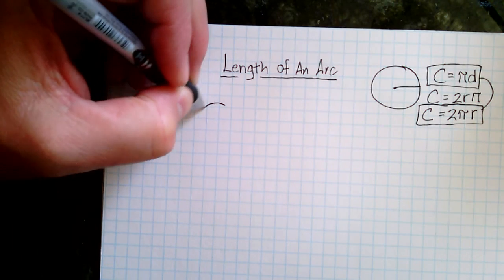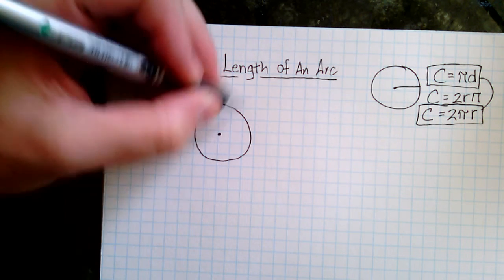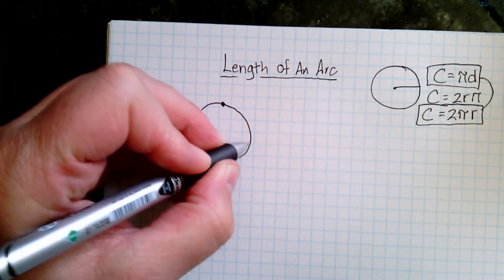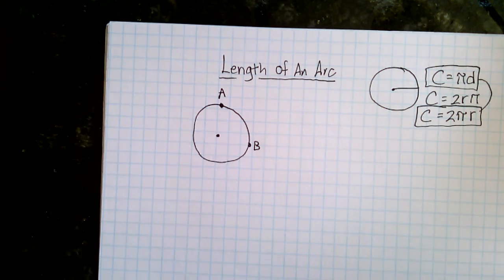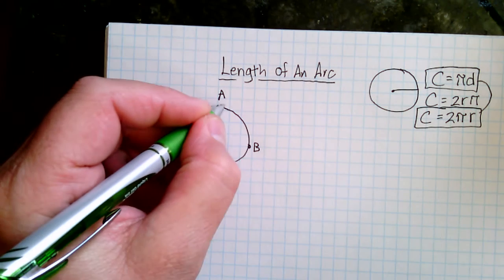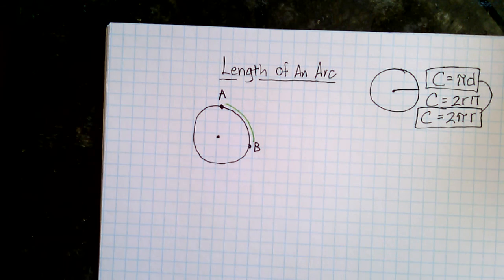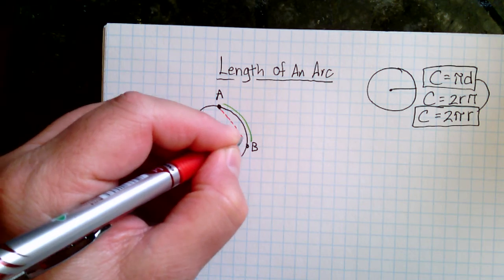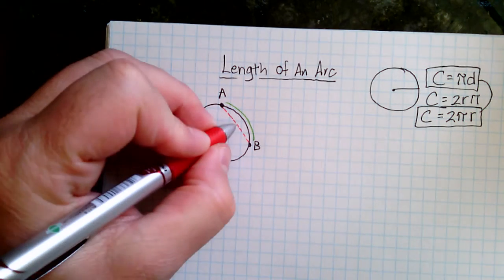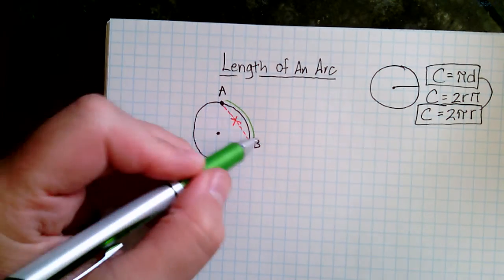So if I draw a circle, I want to know the length of an arc, let's say from A to B. The length of an arc is the distance that you would travel along the edge of the circle from A to B. What it is not is the linear distance from A to B. So this is not the length of an arc. This is the A to B, the length of an arc.